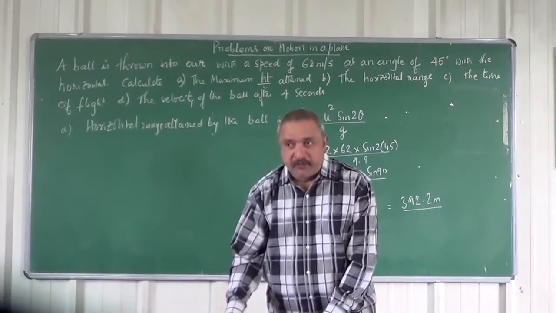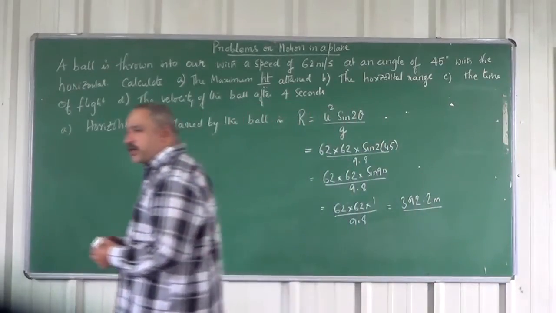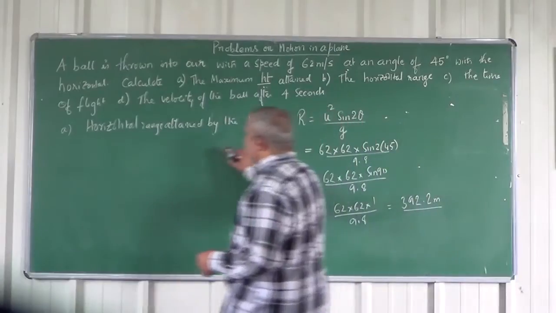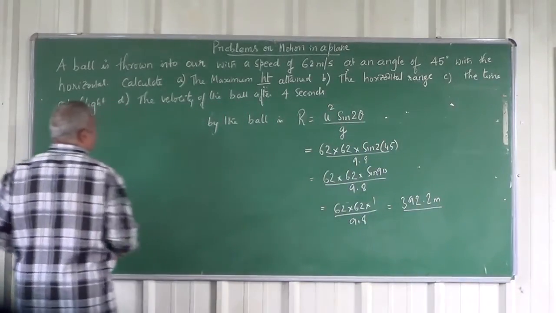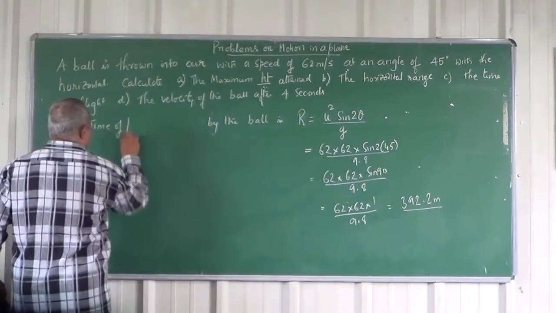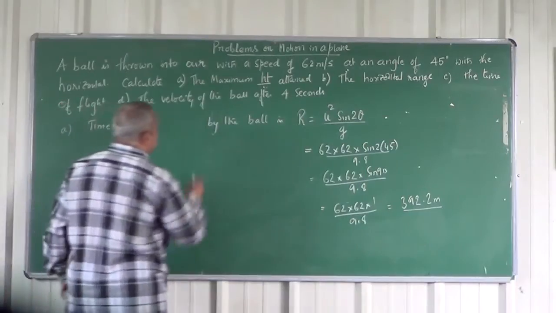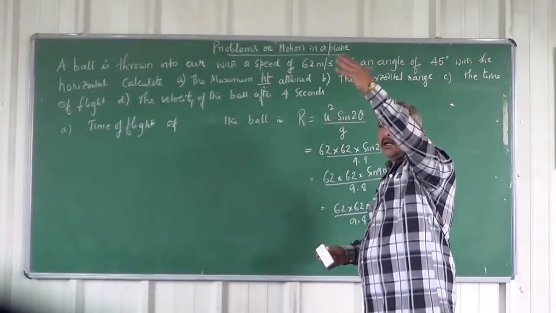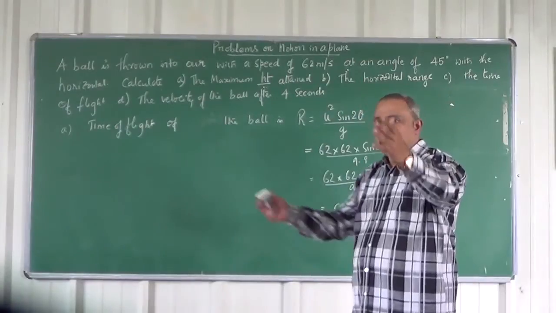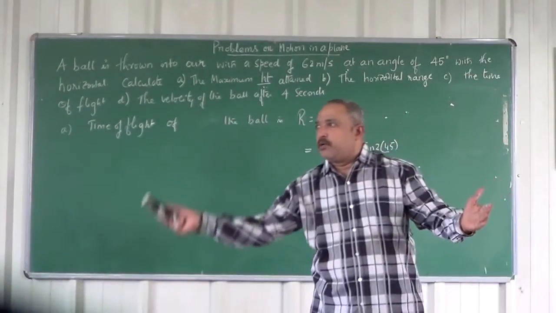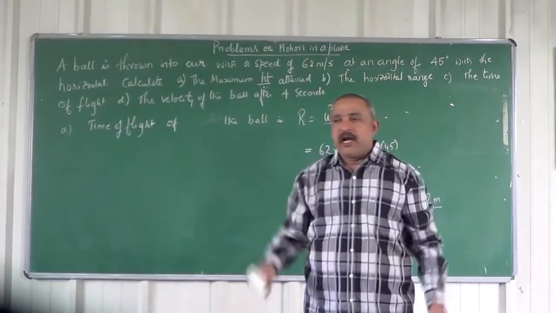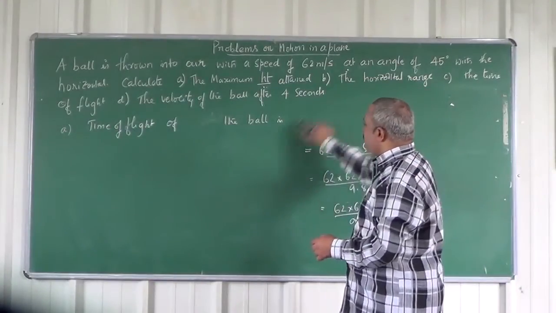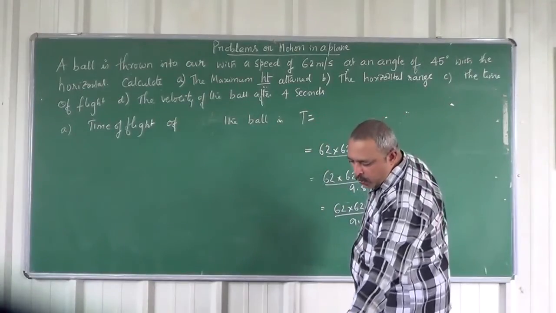The third one is to find the time of flight, which is 2u sin theta divided by g. Time of flight of the ball means how long the ball remained in air. That's called time of flight. The time of flight of a projectile is equal to the time of ascent plus time of descent. It is the total time of both these, and it is given by the formula T equals 2u sin theta by g.